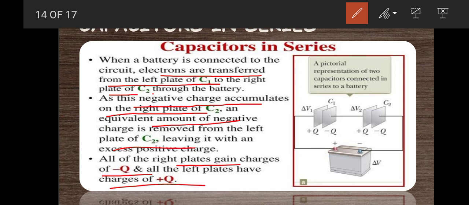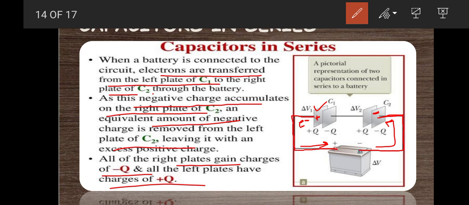In a series circuit, I have told you that the first plate of the first capacitor is joined with the positive terminal, and the last plate, or second plate of the last capacitor, is joined with the negative terminal. So these are directly connected with the battery. So what will happen? Electrons from the first plate will move toward the positive terminal of the battery and get accumulated on the plate which is connected with the negative terminal. The last plate will have negative charge, but the first plate will have positive charge because now electrons are deficient there.